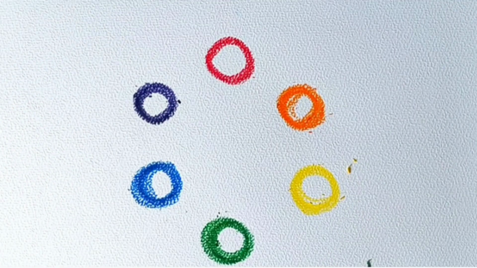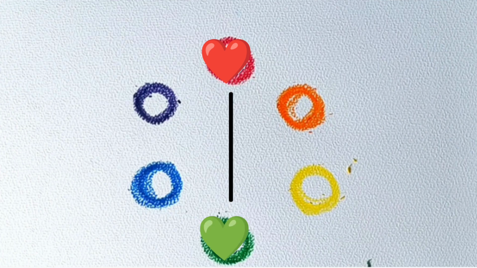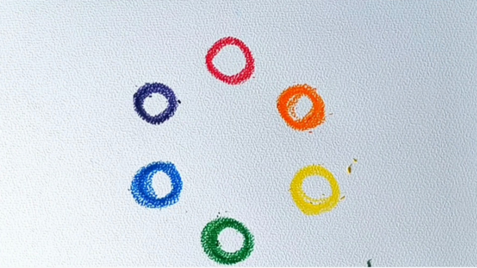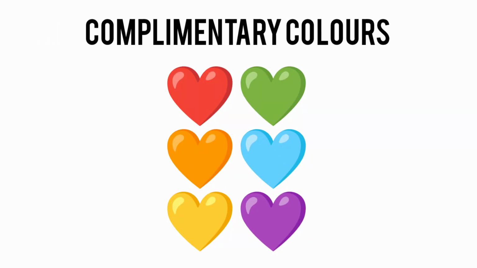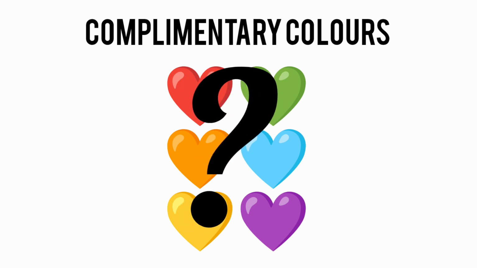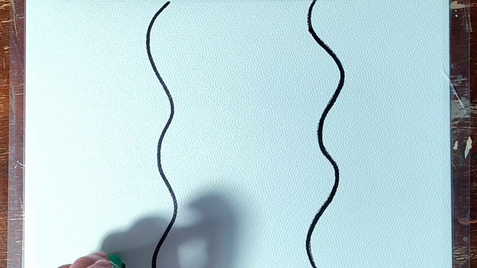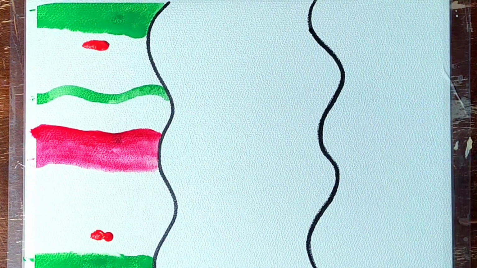For example, red and green sit across from each other on the color wheel. That means that they're opposite colors and they're also contrasting colors. So are orange and blue, and yellow and purple. These little groups are called complementary colors. Why are they called complementary colors? Well, because they complement each other.